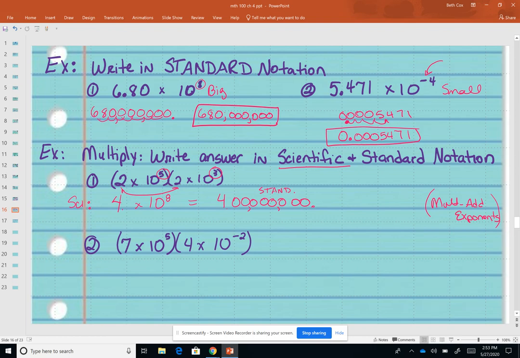All right. This next one, we're going to, again, multiply. So I'm going to multiply the 7 and the 4, and I'm going to get 28. And then I'm going to add my exponents. So the 5 plus a negative 2 is a positive 3, but this is not in scientific notation. It's not, because I've got to do that one digit.